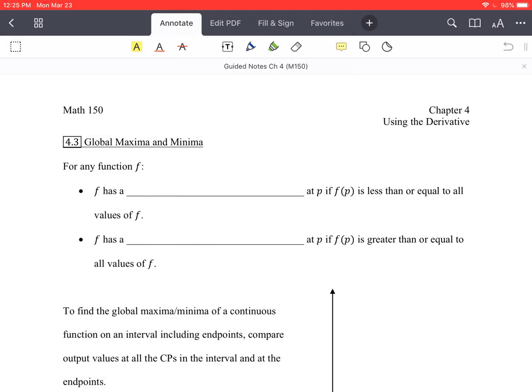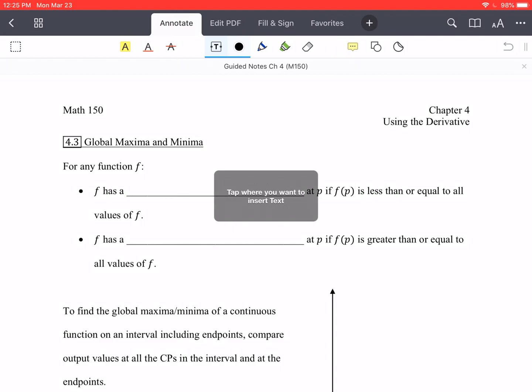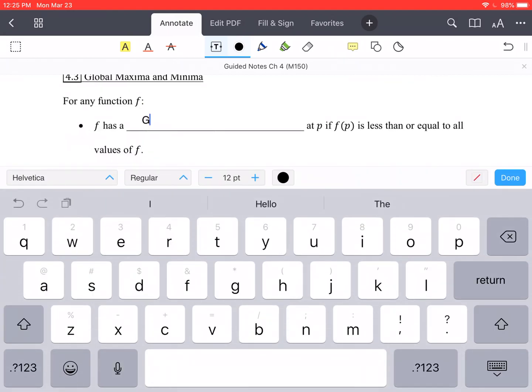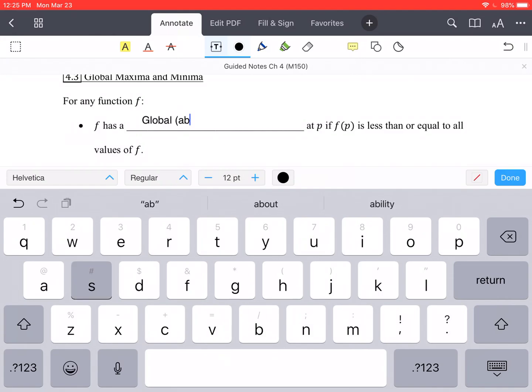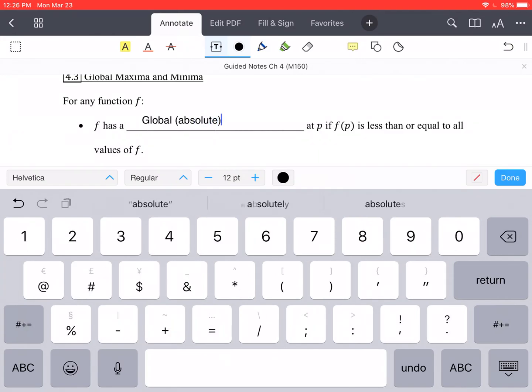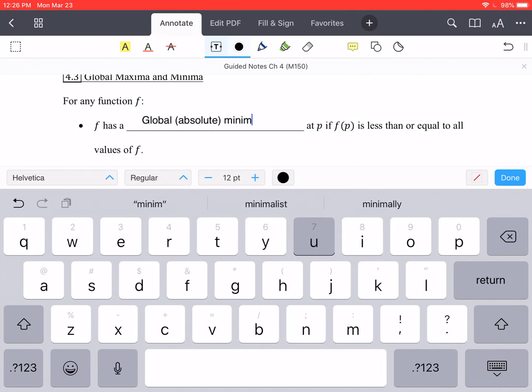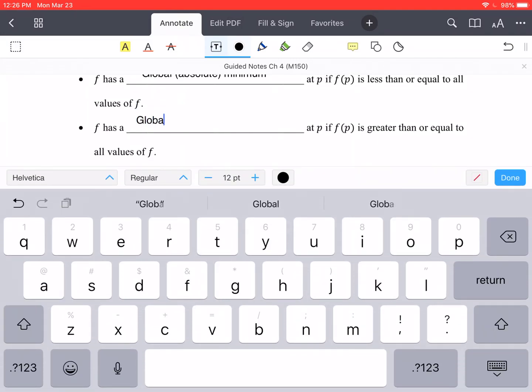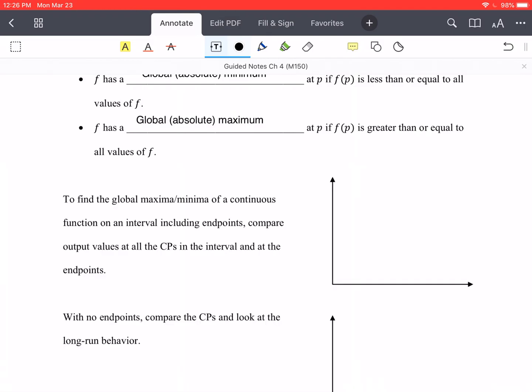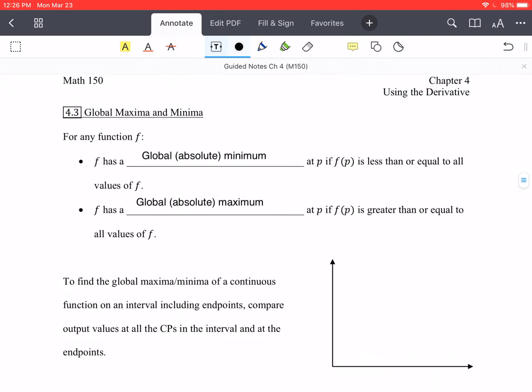So we say for any function f has a global, also known as an absolute, minimum at p if f of p is less than or equal to all values of f, and we say f has a global or absolute maximum at p if f of p is greater than or equal to all values of f.